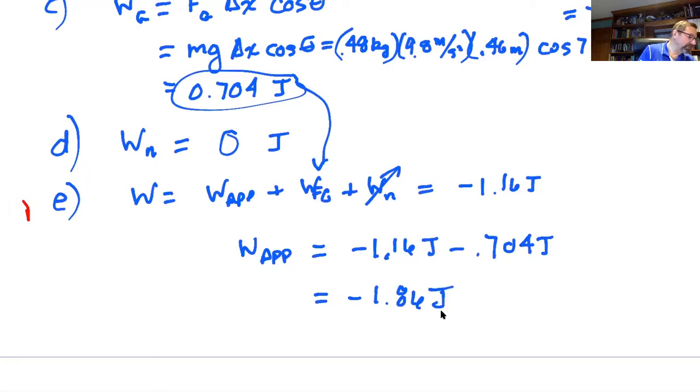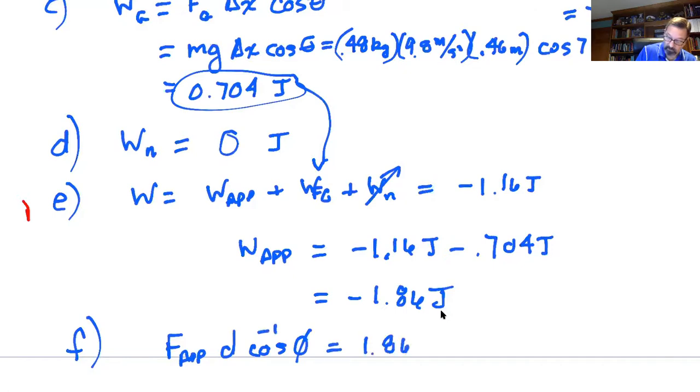What's the work done by the applied force? From the knowledge of the work done by the other three forces in the problem, then the last question is, well, how big is that applied force? And that applied force times the displacement, I'll call it D here, times the cosine of the angle in between the displacement and the applied force. By the way, that's 180 degrees. So that's just minus 1, has to be equal to 1.86 joules, the work done by the applied force.